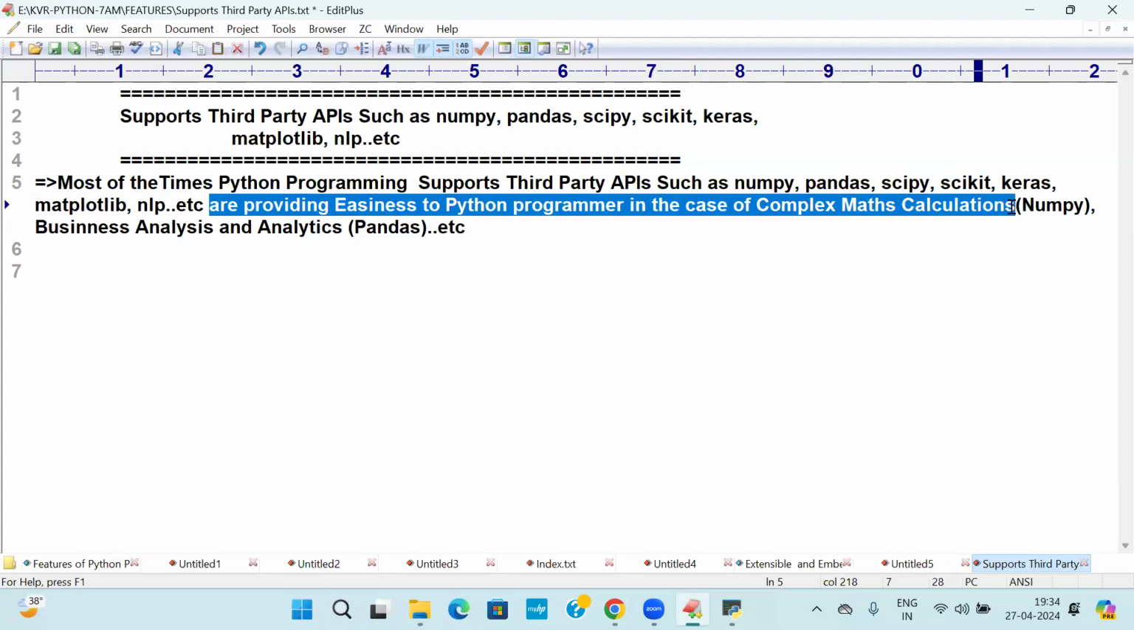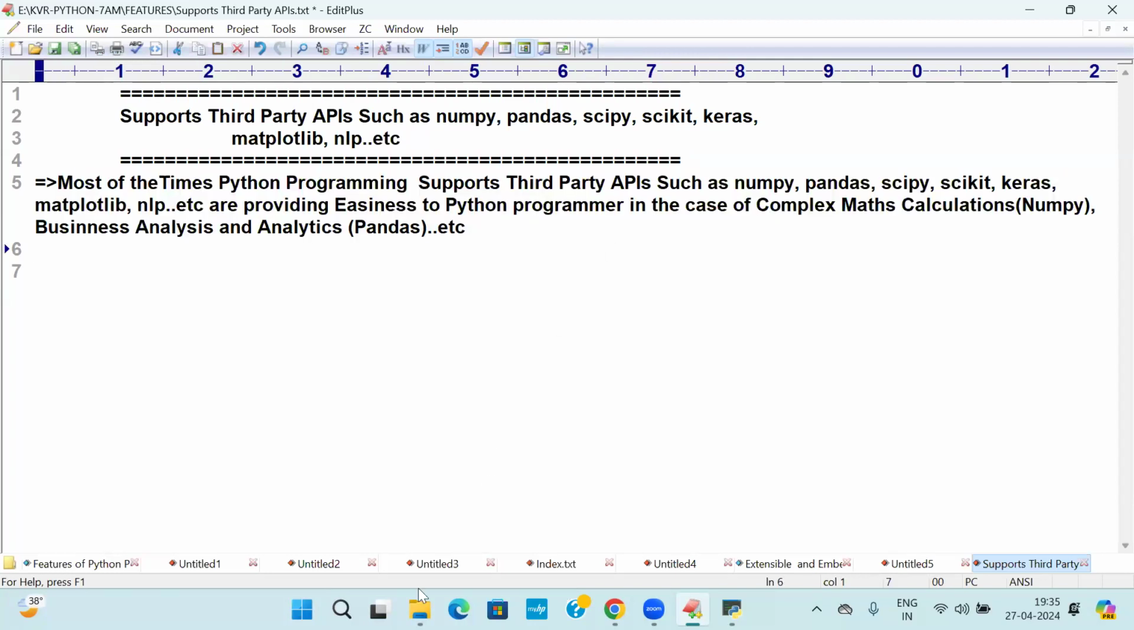In the case of complex mathematical calculations like matrix addition, using Python it takes 15 lines, but in NumPy, I will do just 2 lines. Linear algebra, you take it, that is a big code you need to write. But using NumPy, I will write just 2 lines. And business analysis and analytics is what? Pandas. Data visualization, I will go for what? Matplotlib. All these things I will explain in detail. Just I am showing 2 lines only.